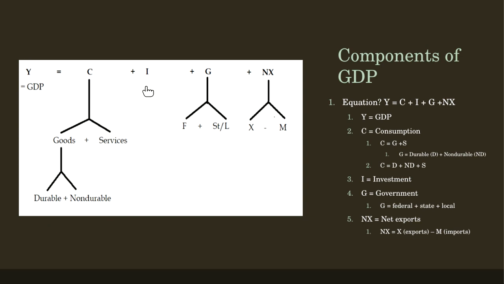The I, investment. Investment breaks down into two categories, not mentioned here, but let me just draw this down. We have two categories that go into investment. Houses are a form of investment, and capital spending. So houses and capital spending, these are forms of investment.